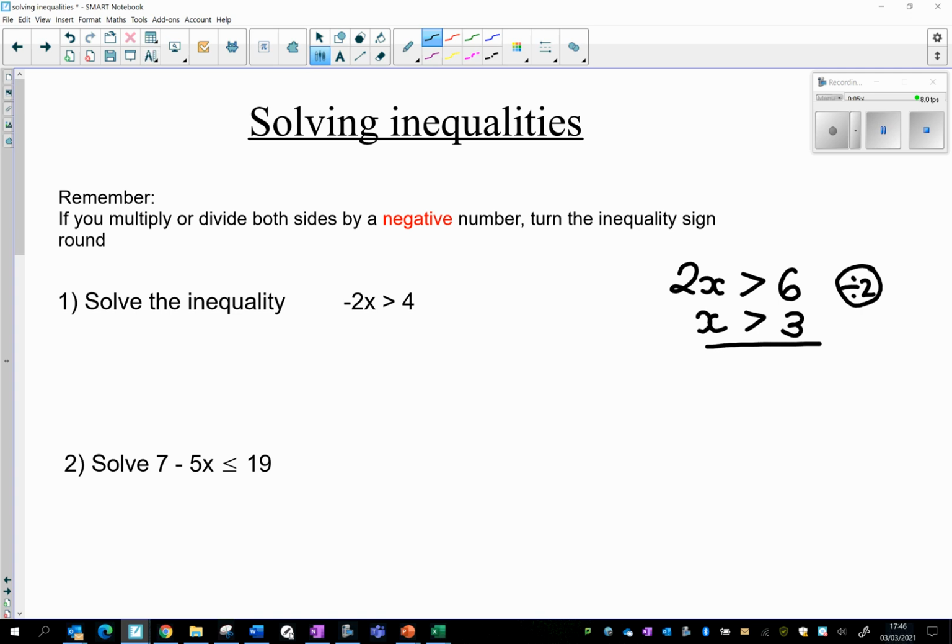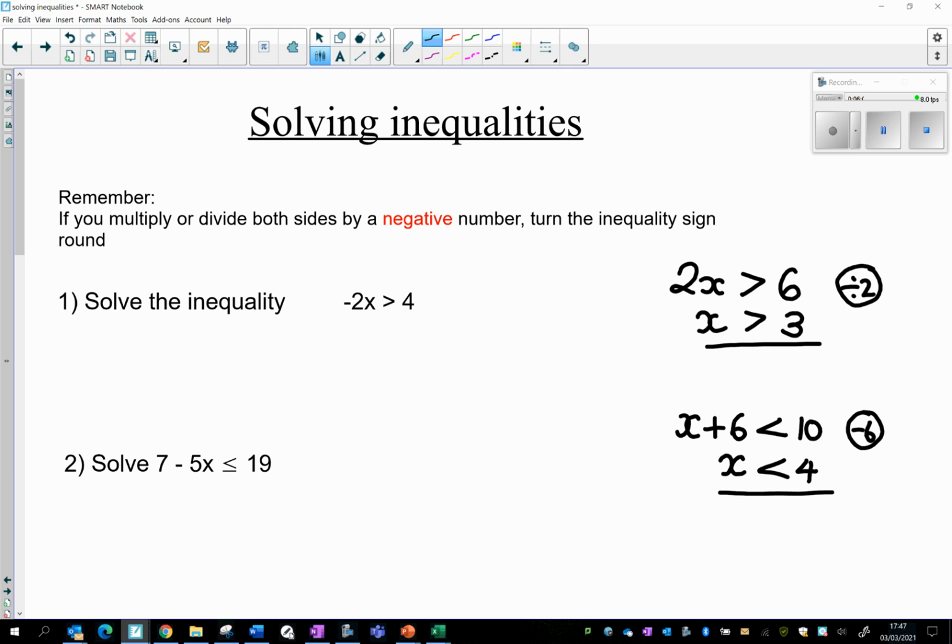If you had an inequality like x plus 6 is smaller than 10, and you wanted to solve that, all you've got to do is take away 6 from both sides. The left-hand side becomes x, the right-hand side becomes 4. The inequality doesn't change direction. The only time that the inequality changes direction is when you have to multiply or divide by a negative number.